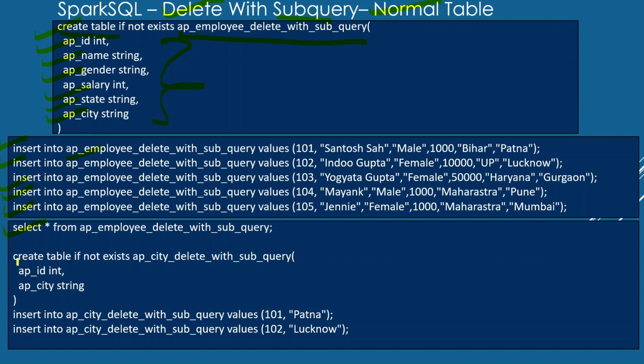Then again I am creating a table with the help of a create table command. This is the name of the table and I am inserting 2 records here. So this is what we need to do first, and then I will show you how the delete operation can be performed with the help of a subquery. So let's create these tables and insert the required data, and then we can discuss the delete with subquery.